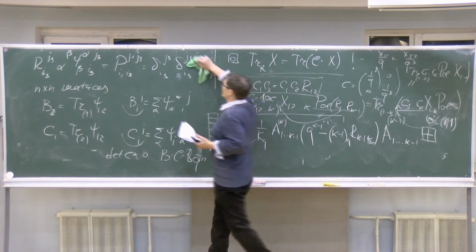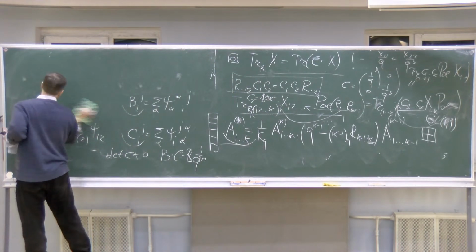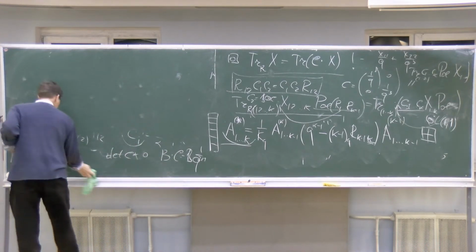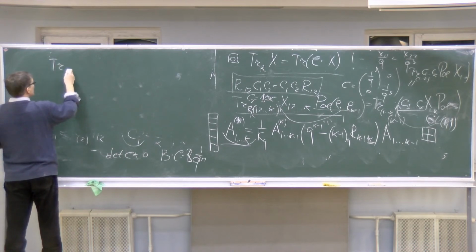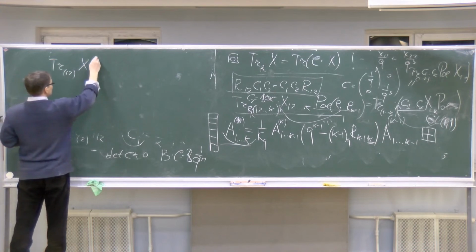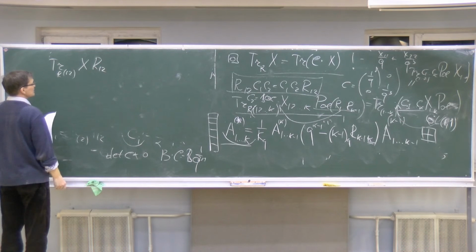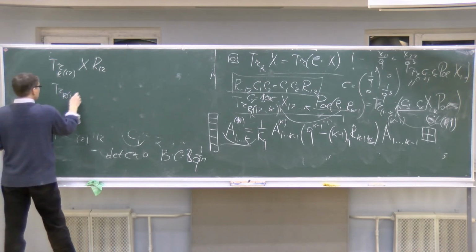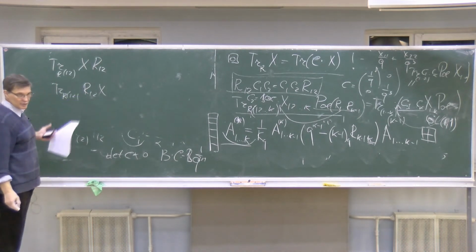I should explain you. For example, trace 1, 2, x R1,2, versus trace R1,2, R1,2, x. What is the difference of these two things?